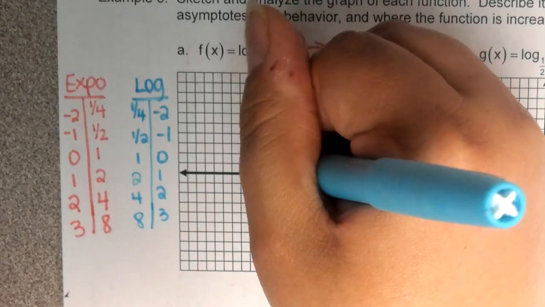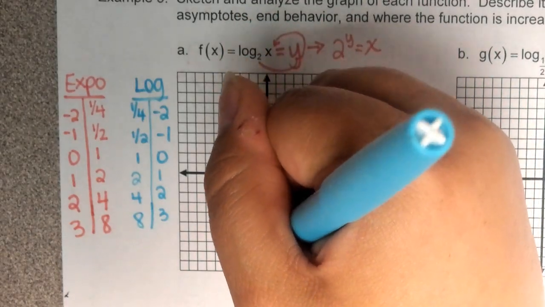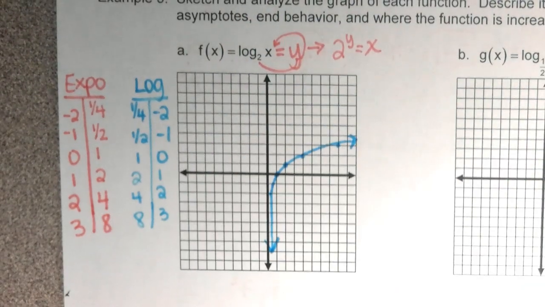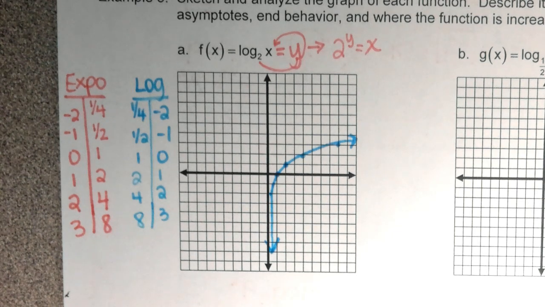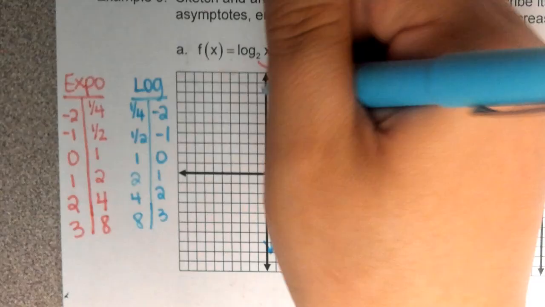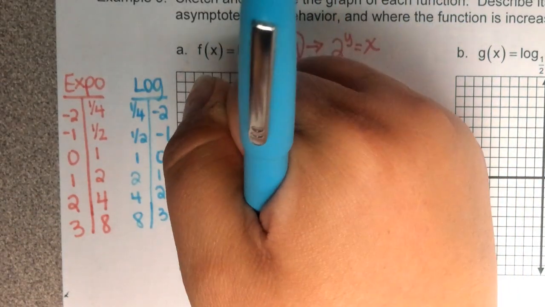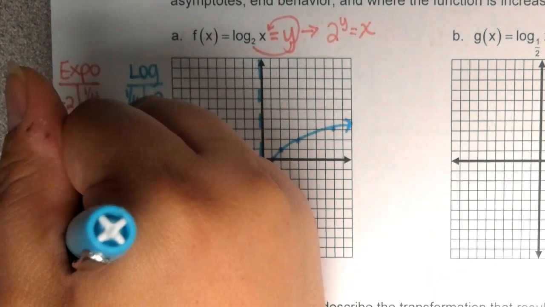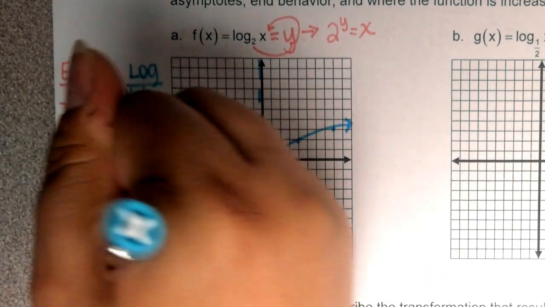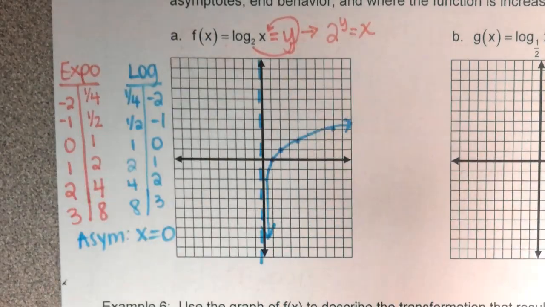Now, because this is the inverse of exponential, what is my asymptote going to do here? It's going to be not on the x, but on the... Okay, it's going to be x equal. No, the other one was horizontal. It's going to be vertical. Yeah, vertical. It's going to be on the y-axis. So my asymptote is x equals 0.